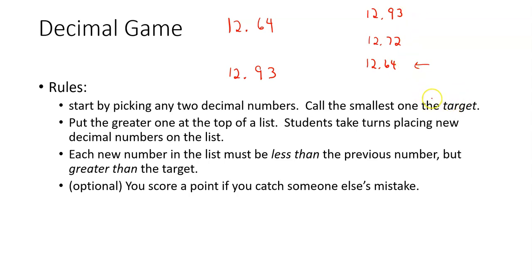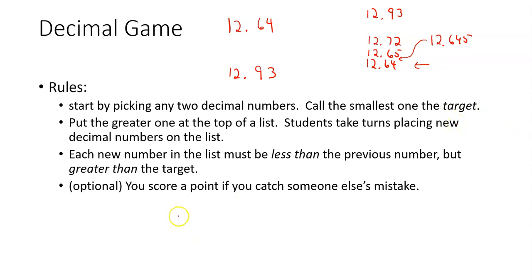All right, then you've got to come along and find another number that's less than 12.72, but greater than the target. So here, what if I say 12.65, right? 12 and 65 hundredths. That's less than 12 and 72 hundredths, but bigger than the target. Well, now you've got to play next. What are you going to do to find a number that's bigger than 12.64 and smaller than 12.65? Well, what if you said 12.645? I'll bet you that one fits nicely in between 12 and 64 hundredths and 12 and 65 hundredths.